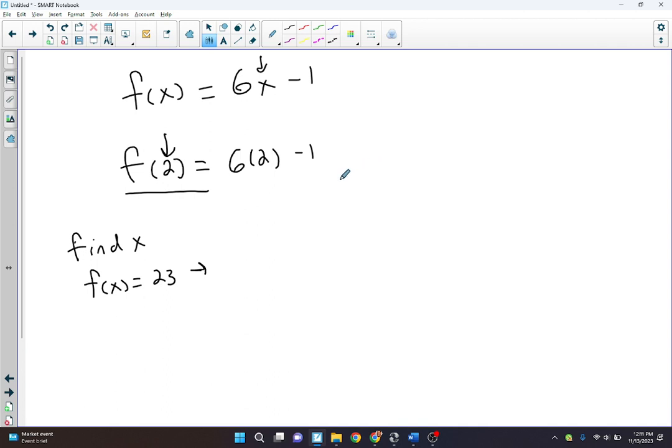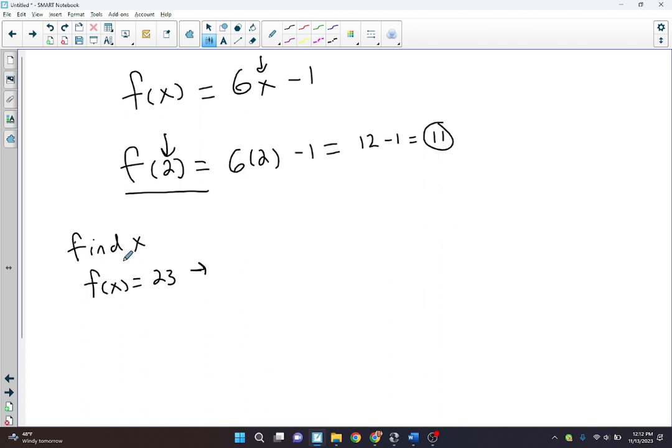This is not a test of, can you do complicated math? This is a test of, do you know what I'm asking when I tell you this? So you just plug in the 2 here. 6 times 2, 12 minus 1. Your final answer would be 11. Again, the trick isn't plugging in the math. The trick is knowing what to do.